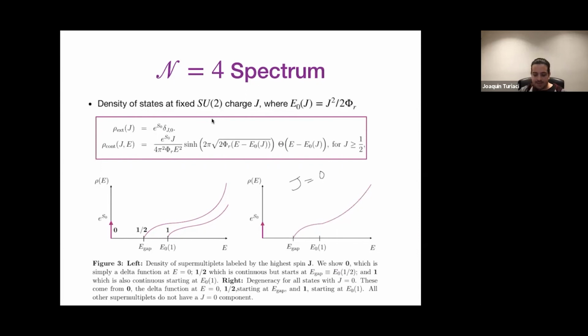So I find it surprising that you do a one loop calculation in gravity and you get something that resembles some discreteness, at least in the spectrum, with this empty region between extremality and a gap.